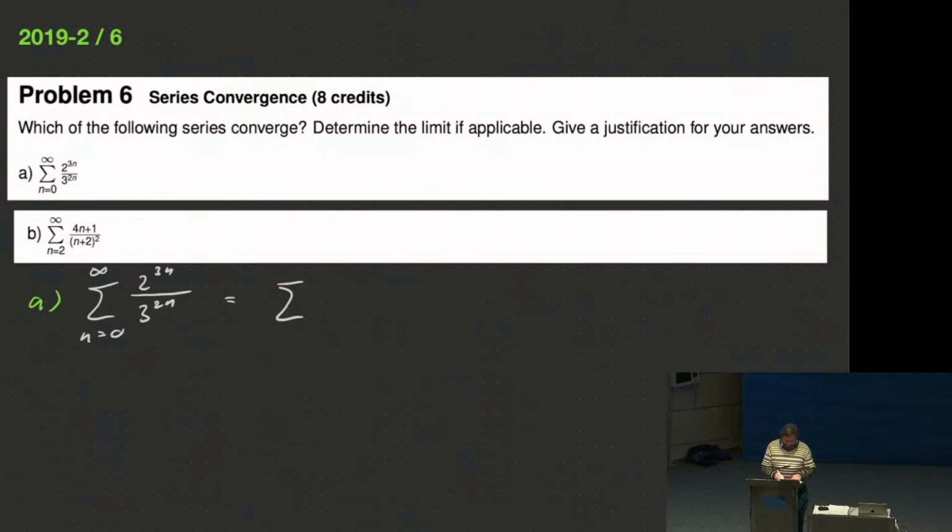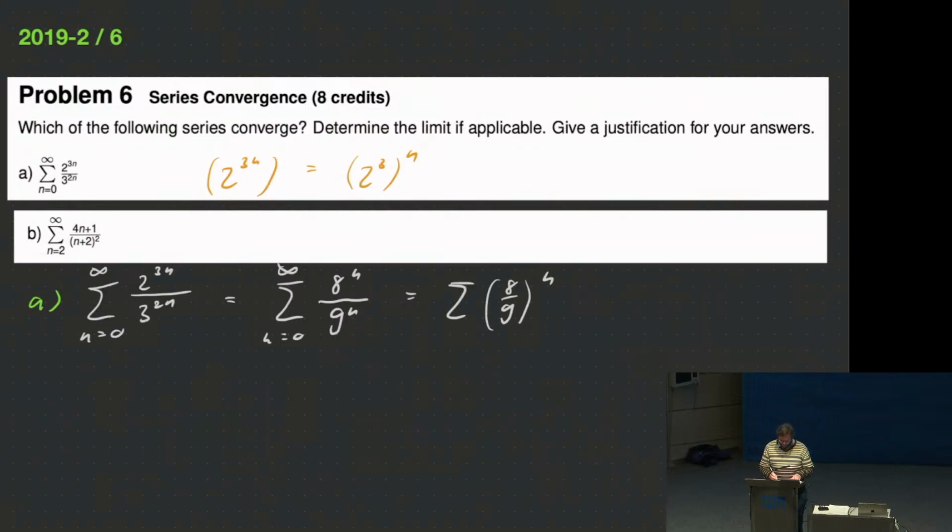Basically what we use is an expression like 2 to the 3n. That's the same thing as 2 to the 3 to the n. Right? So we can easily simplify that a little. 2 to the 3 is 8, so that's 8 to the n, and 3 squared is 9, so that's 9 to the n. Right, so what we actually have here is a complex way of writing this series 8 over 9 to the n. The geometric series converges.